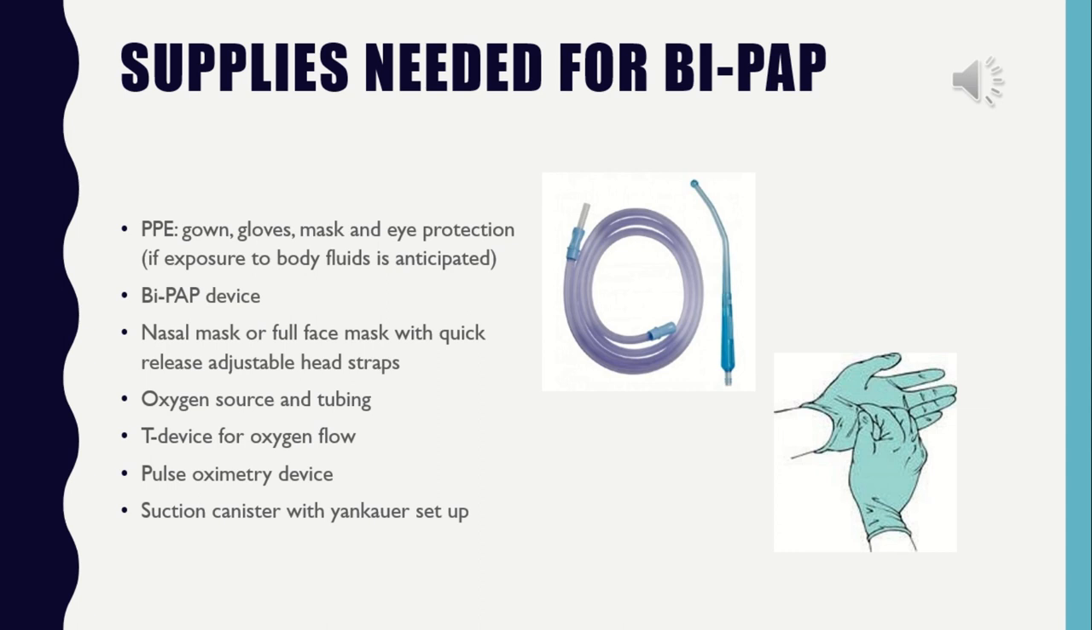as Lauren in the previous video she presented shows you how to get the appropriate mask for your patient. Any nasal mask or face mask with quick release adjustable head straps, those are the only type of BiPAP mask that we have here. Oxygen source and tubing, make sure you have your connections already in place prior to putting the mask on the patient. An ET device for oxygen flow, pulse oximetry device, and suction canister and Yankauer setup in your room.